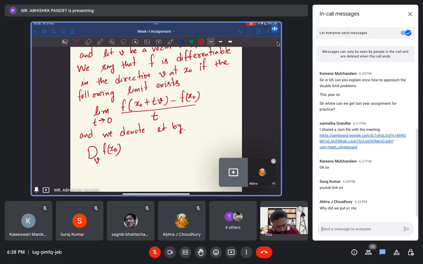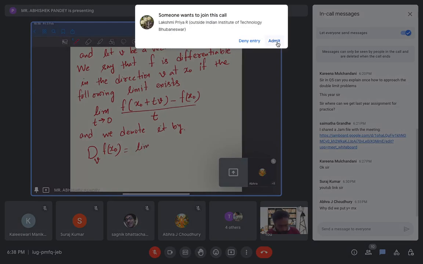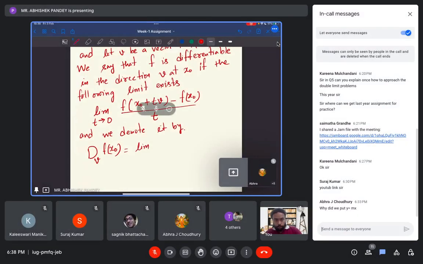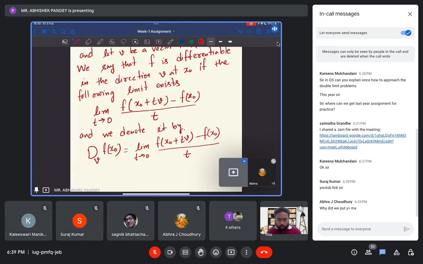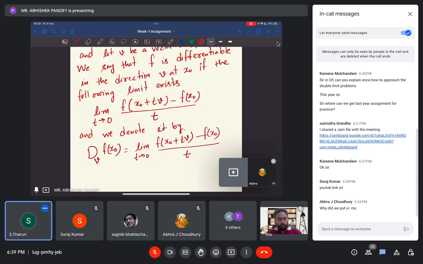Okay, this is equal to limit t tends to 0, f of x naught plus tv minus f of x naught upon t. I hope the definition is clear to everyone. Is it clear to everyone? Yes, sir. Okay, fine.